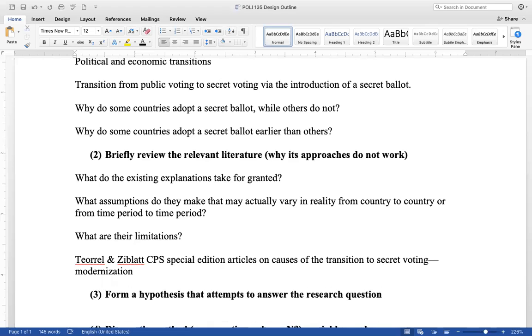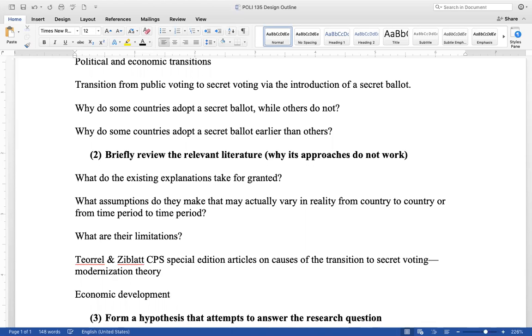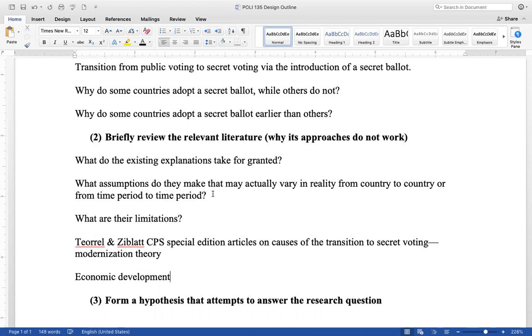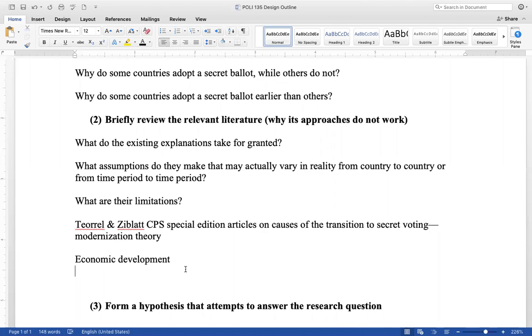So these arguments focus on economic development and modernization, and they also focus on these larger processes that are often causes of democratization more generally in a lot of the studies. So modernization theory would be one of the explanations that I would contend with. And economic development more generally appears to be one of the proposed causes of the transition to secret voting. Now, what's interesting is that, let me point out some of the issues with these arguments from my perspective. What's the problem with attributing secret voting to economic development?